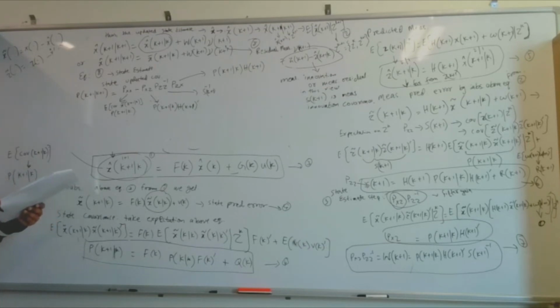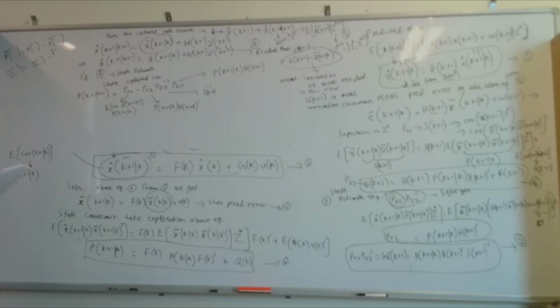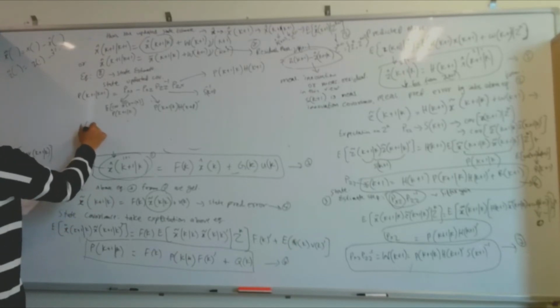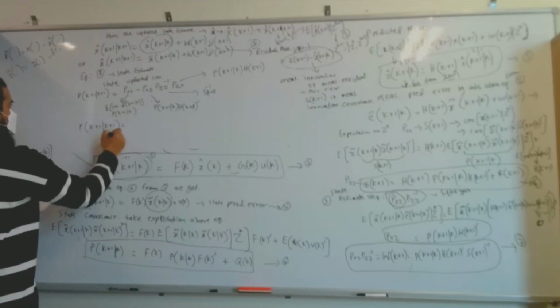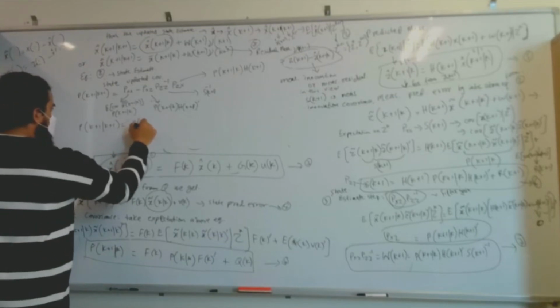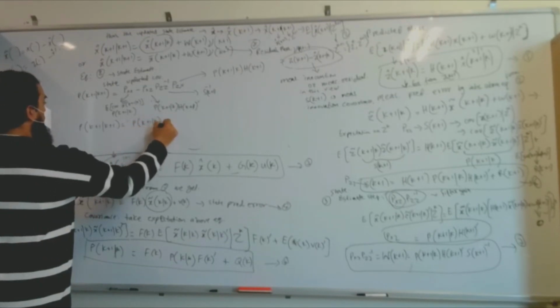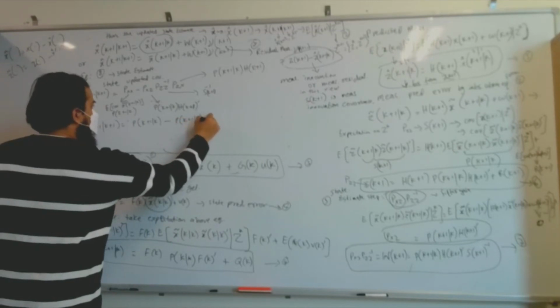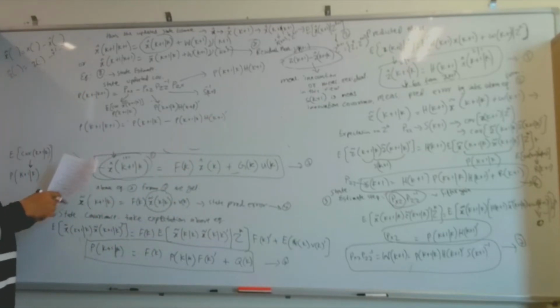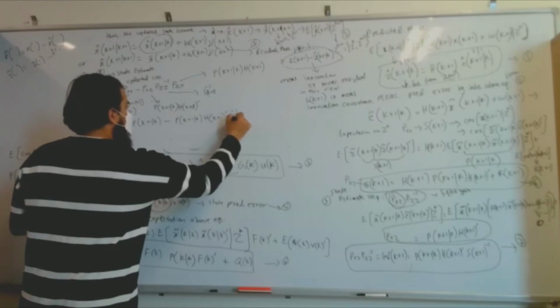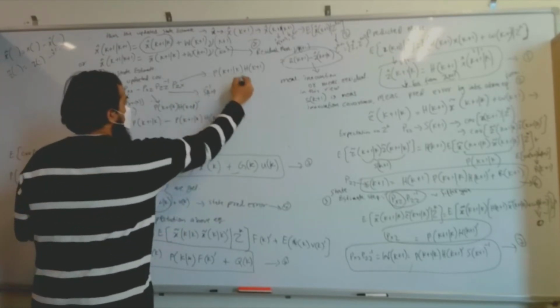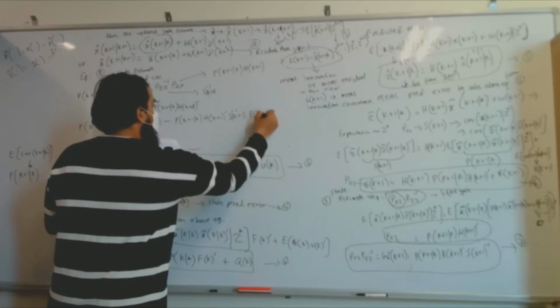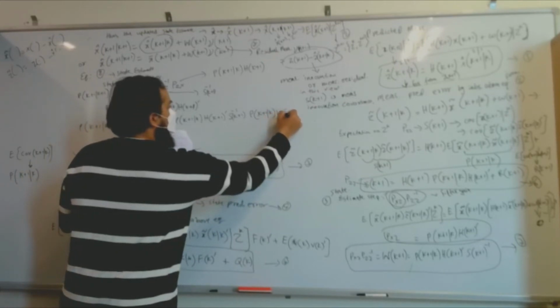Okay, now you have to put the values. So your P(k+1) equals Pxx minus Pxz(k+1), H(k+1) transpose and S inverse (k+1), and then this guy P(k+1) and H(k+1).